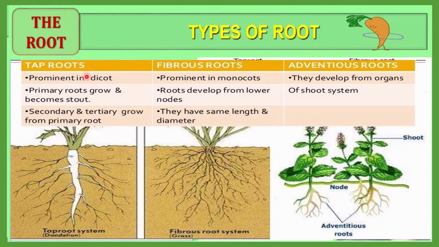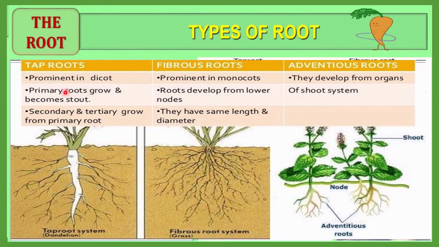What is a taproot system? You should remember the definition. Then for the fibrous root system you should remember the definition, and then you have to prepare the differences between the taproot system and the fibrous root system. Next, you can see they develop from the organ of a shoot system. Generally the root system is different and the shoot system is different. The root system is underground and the shoot system is above ground, right? But here, from shoot system portions, like nodes or stems or leaf or any part of the above-ground structures, the root will develop, and such a root is called adventitious root.